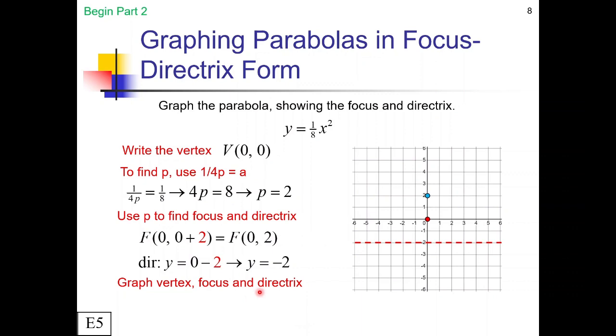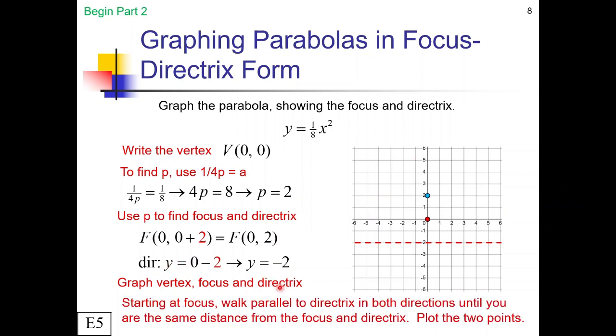So just to spell all that out for you, starting at the focus, walk parallel to the directrix in both directions until you are the same distance from the focus and directrix, and then plot the points. So we're 4 away. We go 1, 2, 3, 4 steps this way, and we go 1, 2, 3, 4 steps that way, and now we're 4 away from focus and directrix in both spots. And you can always do that. So let me just draw the parabola now through those 3 points that I just drew, and we've got it.